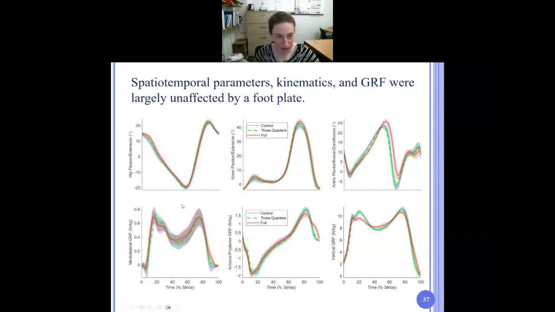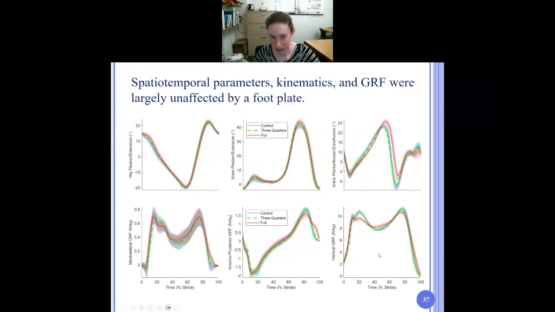So in these plots, the control condition is shown in blue. The 3/4 condition is shown with the green dashed line, and the full foot plate condition is shown with the red dotted line. This top row of plots shows kinematic data. We have the hip on the left, the knee in the middle, and the ankle on the right. The bottom row shows ground reaction forces: medial-lateral on the left, anterior-posterior in the middle, and vertical ground reaction forces on the right.